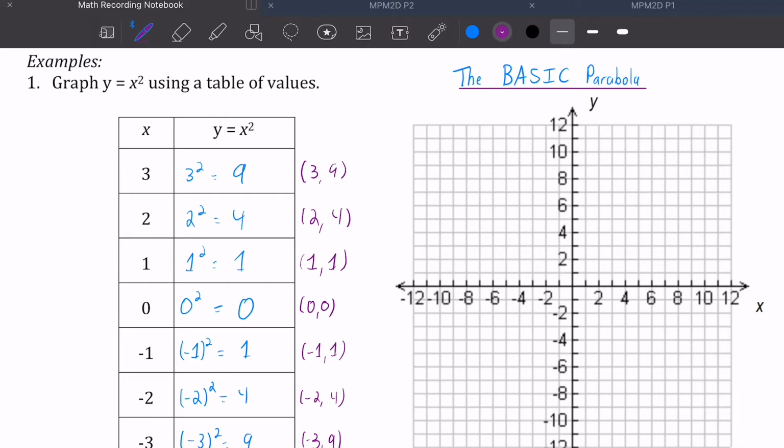So we're going to plot these points on our graph. 0 and 0. 1, negative 1. 2 at 4, negative 2 also at 4. 3 at 9, and 3 at 9 as well on the other side. And we're going to connect them as best we can. It's going to look something like this.